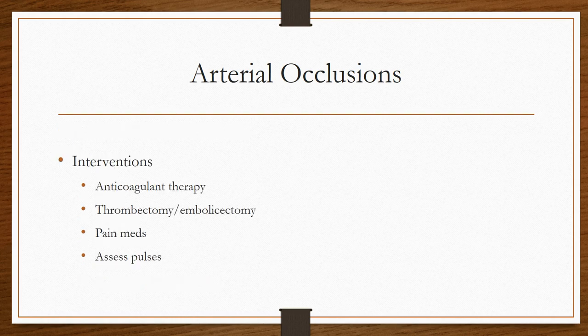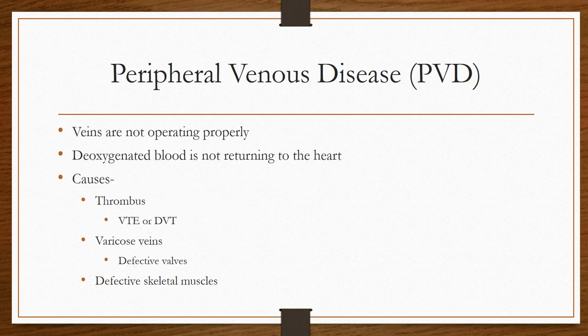Interventions are going to be anticoagulant therapy, so whether it be Coumadin or heparin, whatever they can do to actually start breaking up that clot. You can do a thrombectomy or embolectomy, which is basically removing it. They'll do pain meds because it is very painful, and then you're going to assess the pulses because if it's totally occluded and let's say that the foot becomes cold, then they've now got to the point where it's going to start dying.